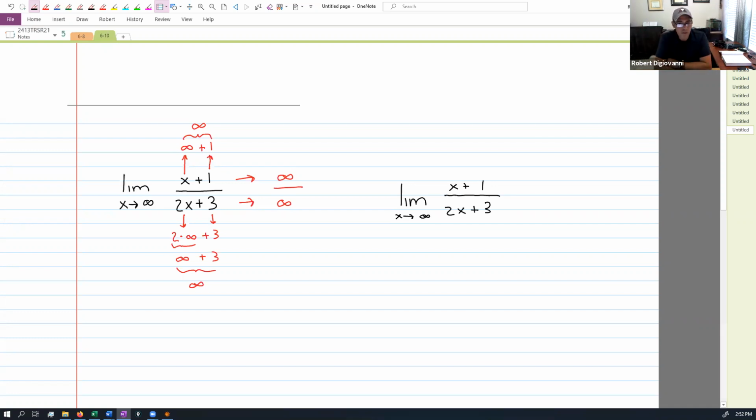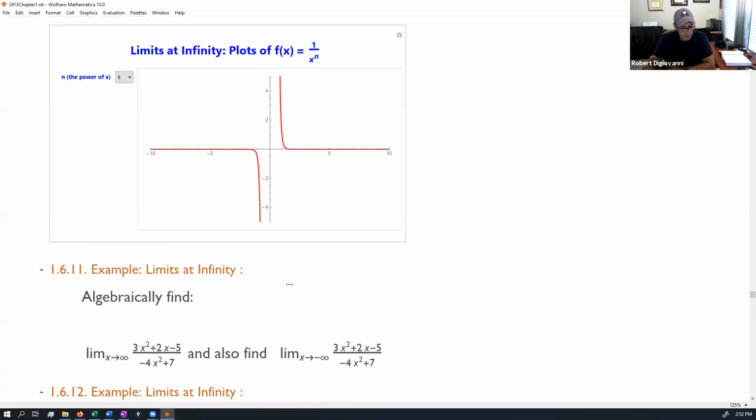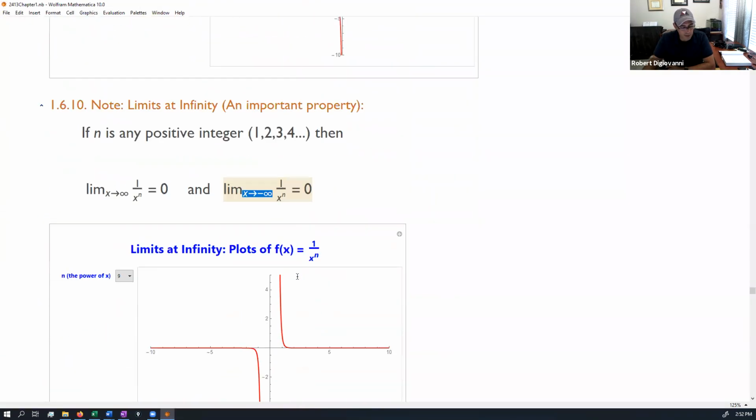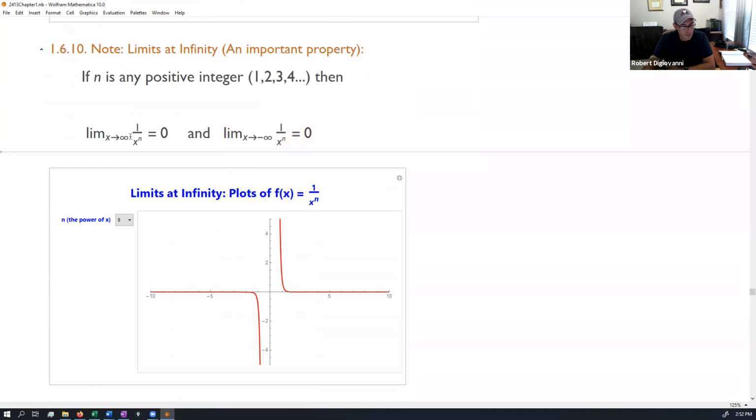Whenever you have infinity over infinity, you do not normally want to do any factoring. What you want to do is exploit that property that I just showed you in our notes: if we ever see a fixed number over X to any positive power, we're guaranteed that this will go to 0. So what do I mean by exploit that property? Let me show you.